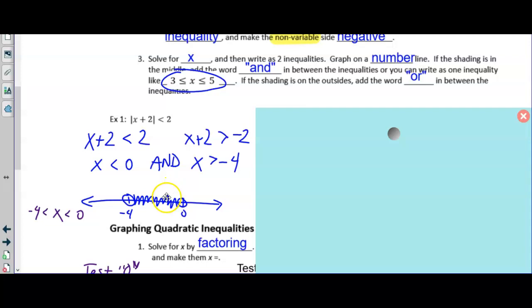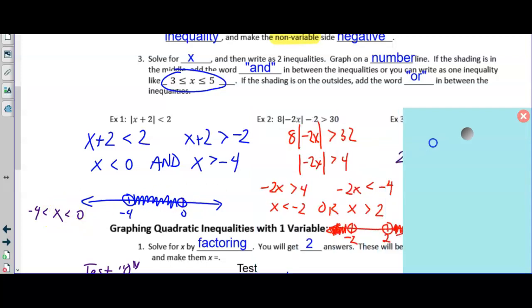And because there are numbers that exist between negative 4 and 0, I put an "and" in between my answers, or I write it as a compound inequality, where x goes between the two boundaries. Always point your symbols left. So if you're writing an inequality from an "and" answer, point your symbols left, put x in the middle. All right, example 2. So in example 2, I have some isolating to do. So I need to add 2 first, then I need to divide by 8.